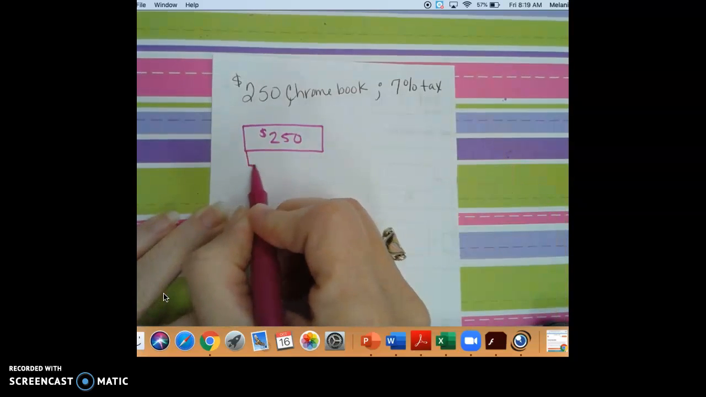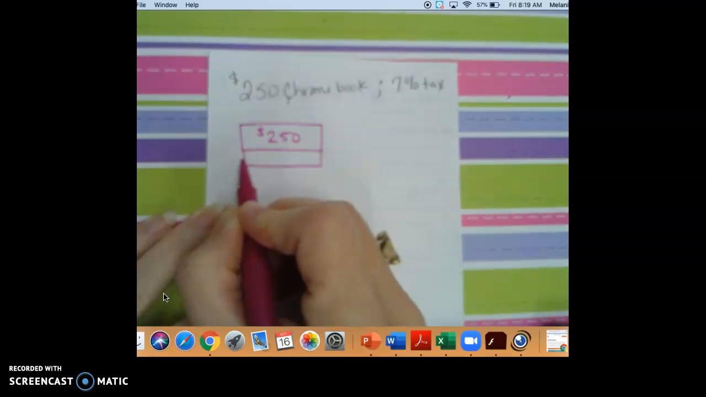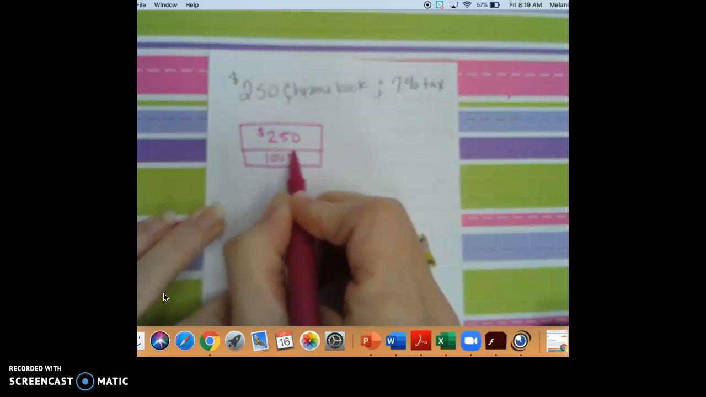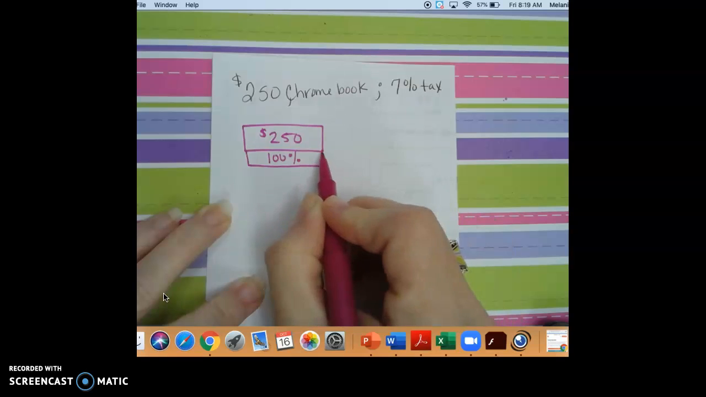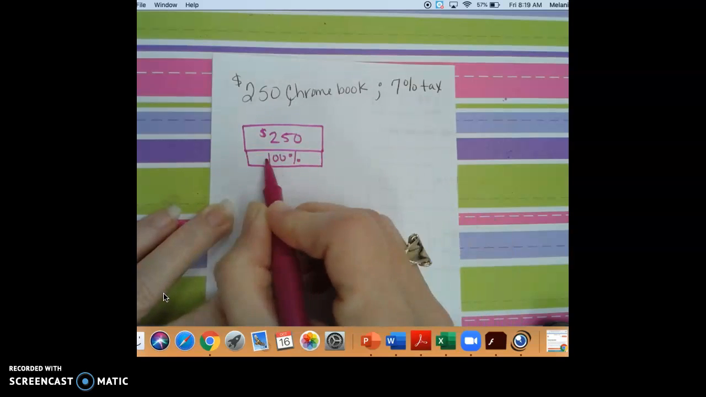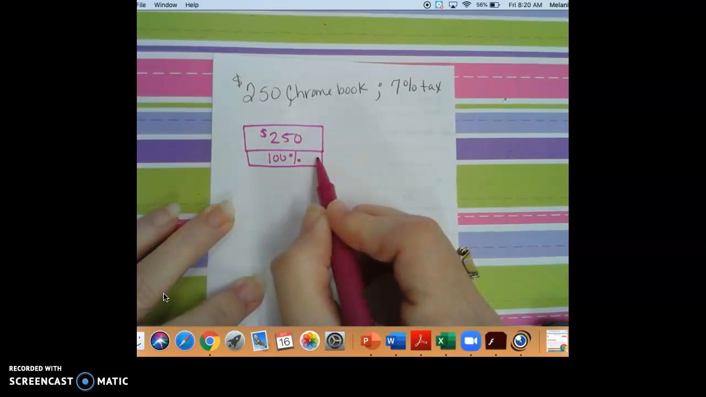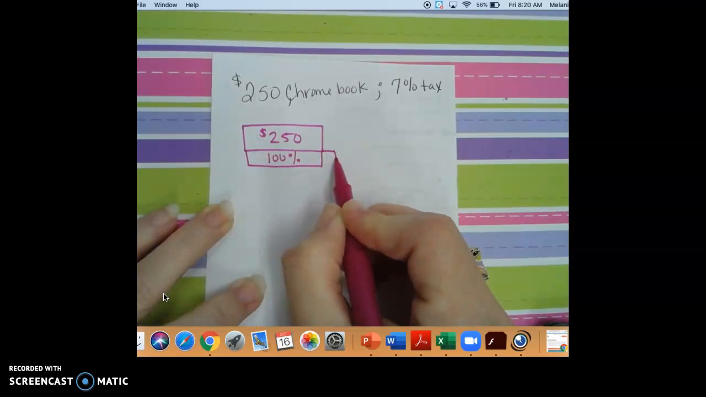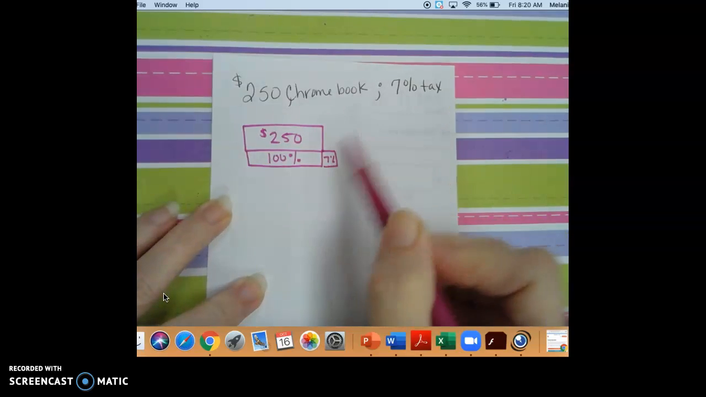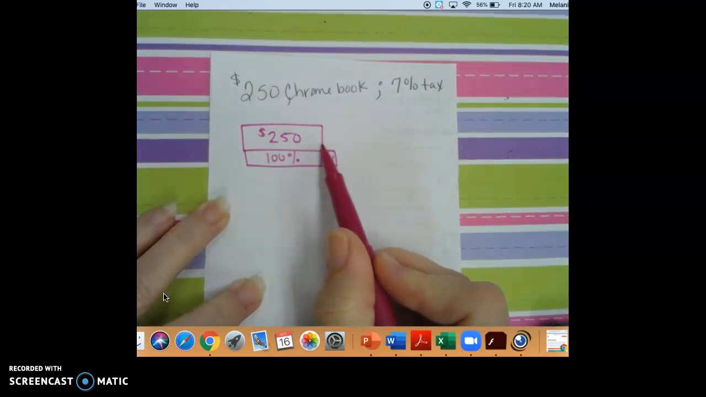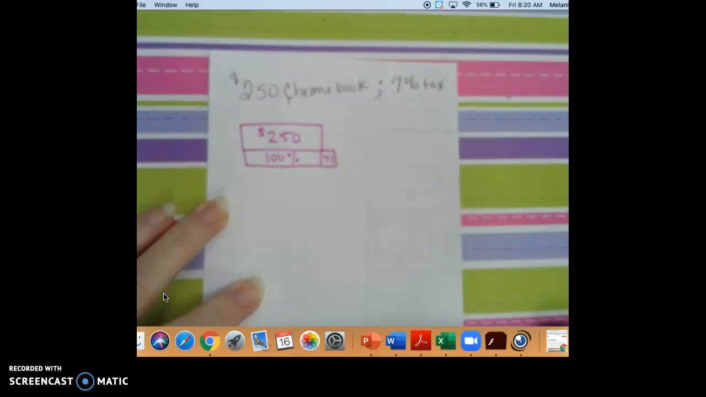If we pay this much of the Chromebook, that is 100%, okay? Now, we have to pay full price, which 100% is going to be that $250. So we're going to have to pay full price plus a little bit more, which is that 7%. So now our new price is going to be $250 plus a little extra.